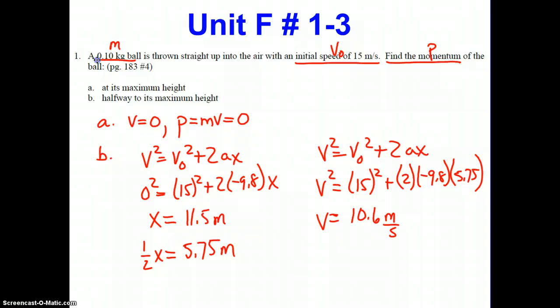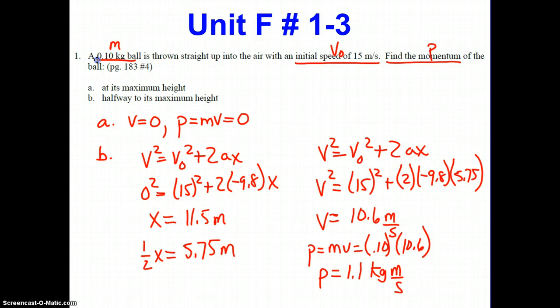Now we can go ahead and solve for the momentum at the halfway height. We have p equals mv. The mass was given as 0.10, and the speed we found was 10.6. So the momentum is 1.1, it looks like 2 digits, 1.1 kilogram meters per second. And there's our final answer. All right, on to number 2.